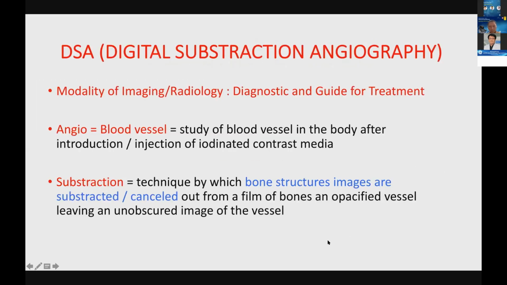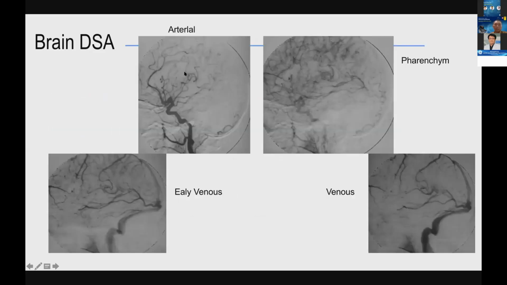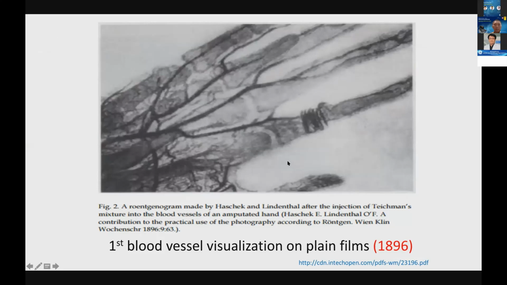DSA. We also already explained this radiology modality as a diagnosis and guide for treatment with subtraction. This is subtraction angiography, arterial phase. This is parenchymal, early venous, and venous. This is the first blood vessel visualization on plain film; it already happened in 1896.